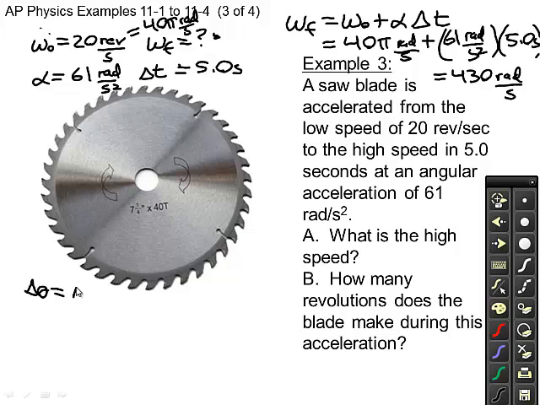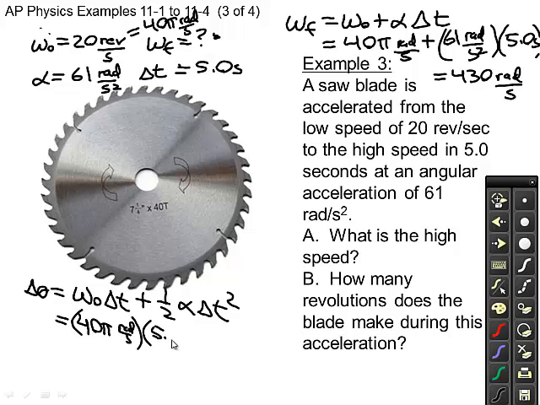Delta theta is omega naught delta t plus 1/2 alpha delta t squared. And the reason I went that direction was we know delta t. It's not time independent. We're okay. We can do this. So, I've got 40 pi radians per second here, multiplied by 5 seconds plus 1/2 of 61 radians per second squared times 5 seconds squared.